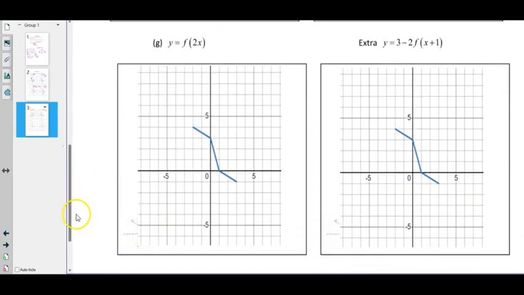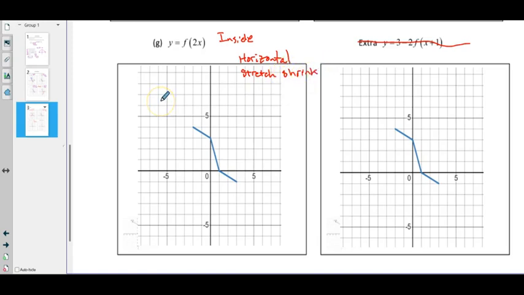Okay, I am going to do G. I actually do not really care about the extra here. So just G here. Again, we are multiplying inside. It is not a shift to the right or left because it's not addition or subtraction. It is multiplication inside. So inside, which tells me that we have a horizontal movement. And in this case, again, it's being multiplied. So it's either going to be a stretch or a shrink.